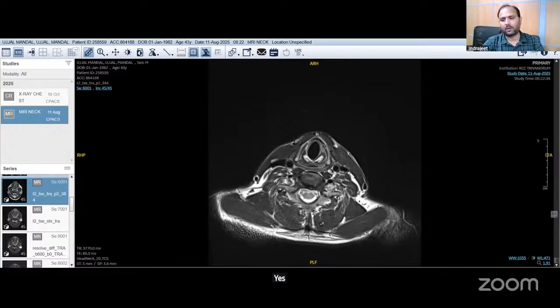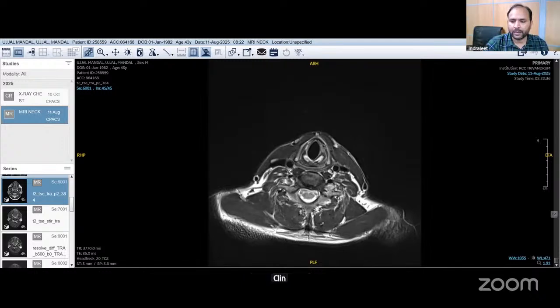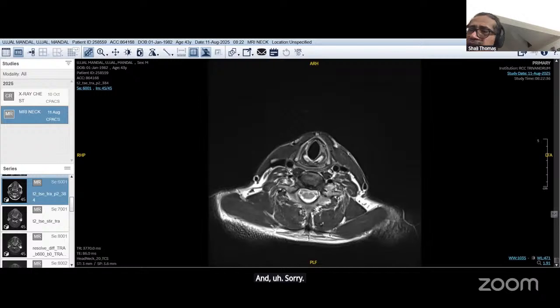Yes. When will you do an elective neck dissection in a parotid swelling? Clinically N0, sir, high grade tumors and T3, T4 tumors, and all adenoid cystic carcinoma, sir. Why adenoid cystic carcinoma? Sorry, adenoid cystic carcinoma usually won't involve the neck nodes, sir. Mainly extraglandular extension. Mucoepidermoid carcinoma, high grade. Yes, yes, sir.